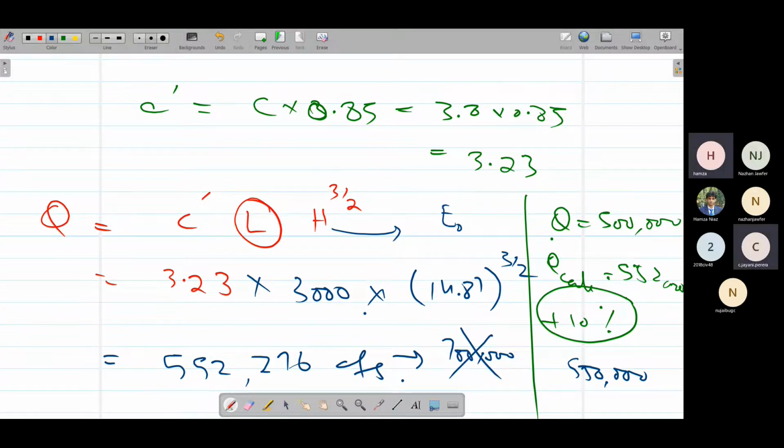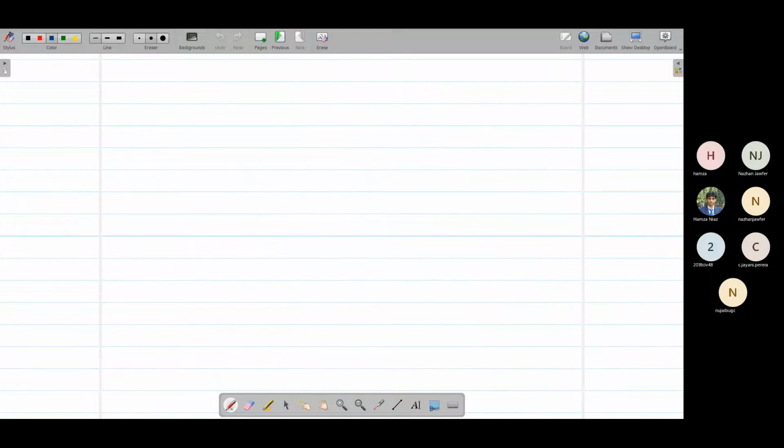So this is how we can calculate the discharge value. Any issue up till this part? No, brother. All right. So the fourth step is design of undersluices.